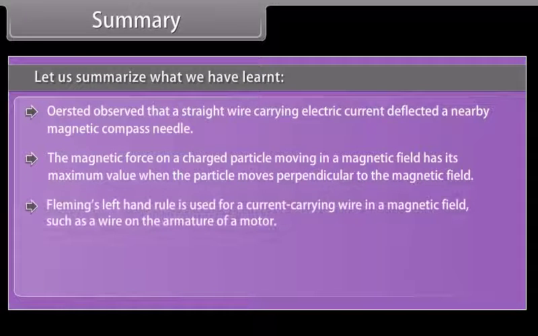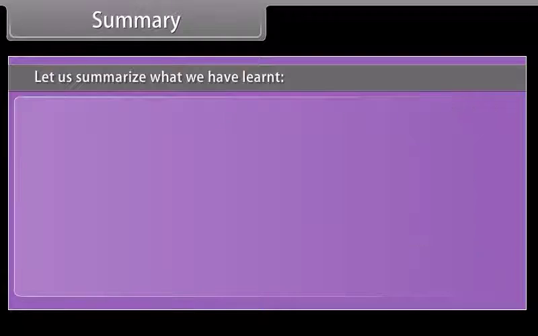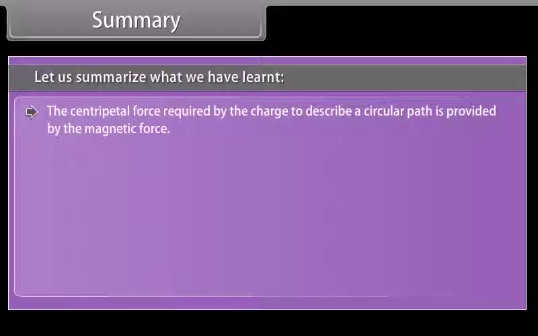Fleming's left-hand rule is used for a current-carrying wire in a magnetic field, such as a wire on the armature of a motor. Maxwell's corkscrew rule states that if a screw is rotated so that it moves in the direction of flow of current, then the direction of rotation of the thumb gives the direction of magnetic lines of force. The centripetal force required by the charge to describe a circular path is provided by the magnetic force.